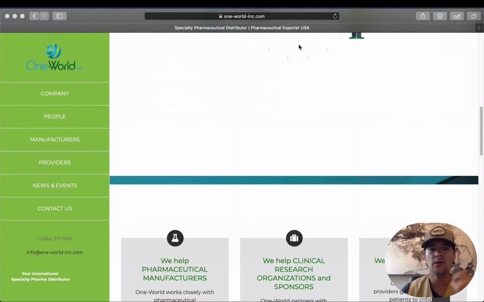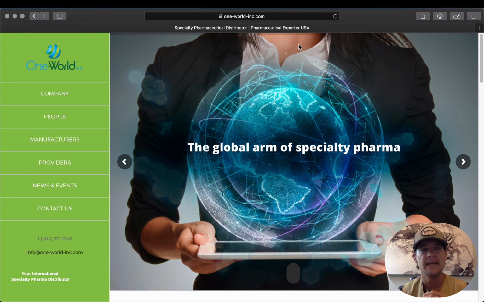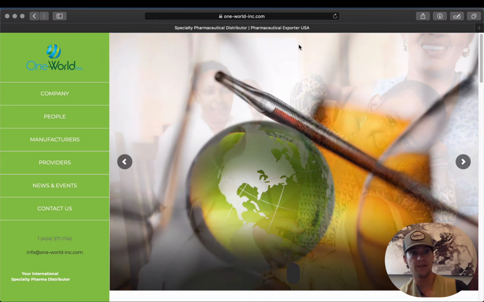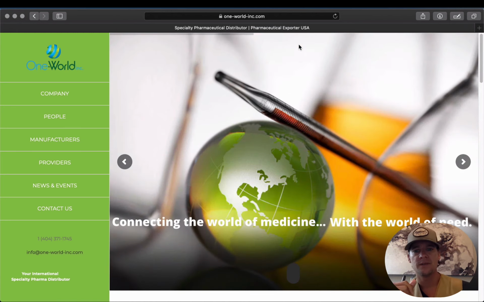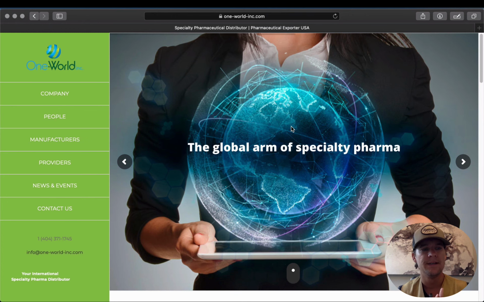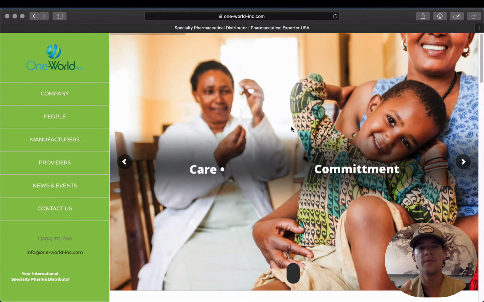So overall, the homepage of One World Inc. I really like that left nav again. I think it's intuitive, it's clean, and it makes it easy to get around the site. We talked about the slider and some things we could address there, some calls to action, but overall, a pretty good website with some opportunities to improve.